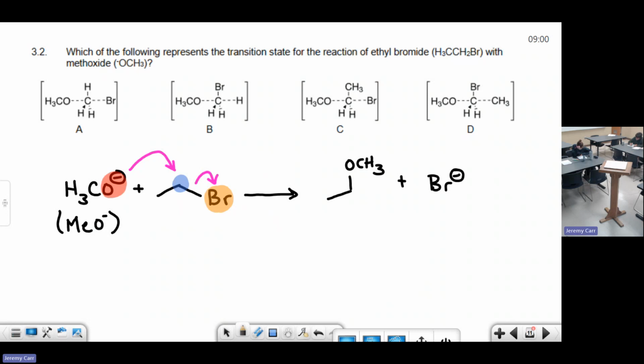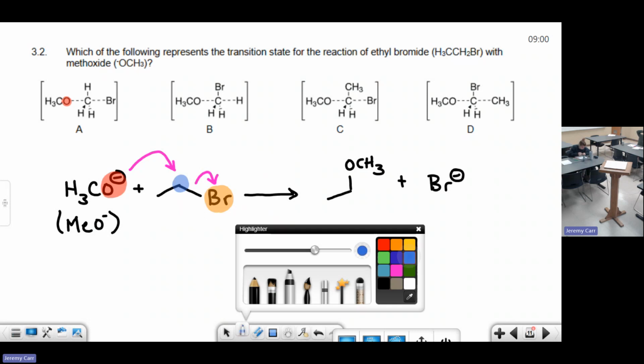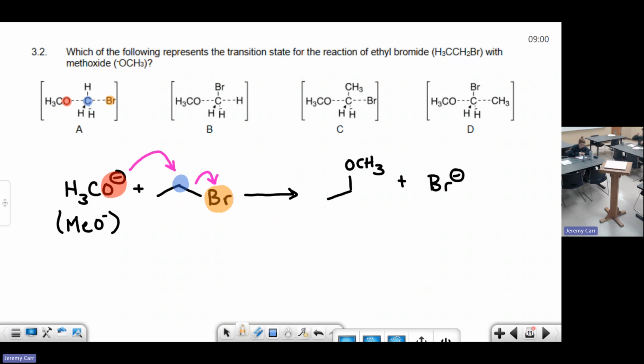All right, so let's look through some of our possibilities here. Let's look at A really quickly. In A, your methoxide is coming in, attacking the blue carbon. We'll apply the color scheme to this. So oxygen is attacking the blue carbon, and the leaving group is going away. That looks really similar to what's going on here, but this isn't our answer.